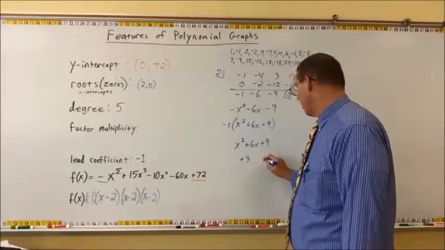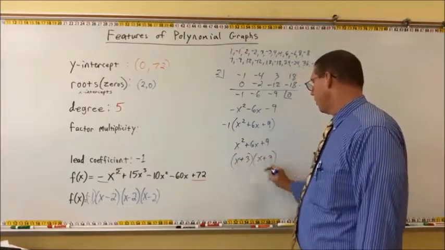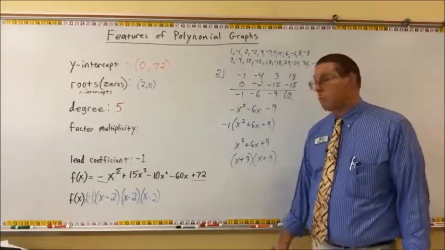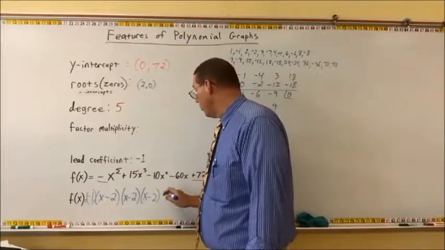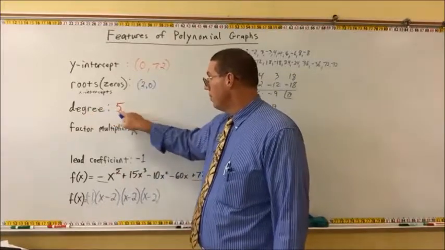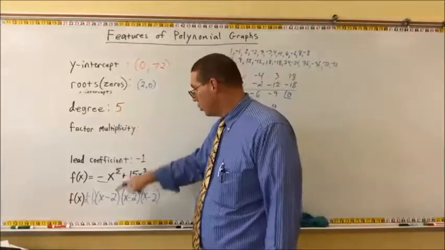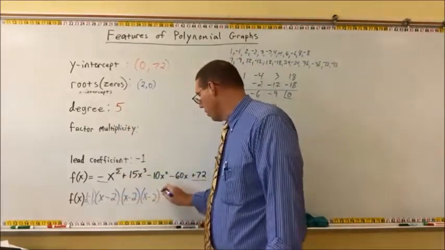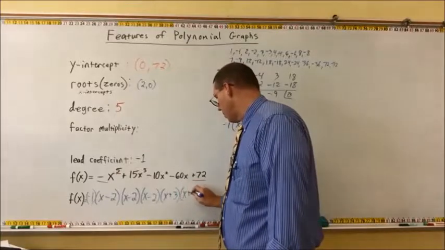So +3 and +3, put an x in front of each one, and you get x plus 3 times x plus 3. Those are the last two factors. How many factors could this have? Well, go to the degree. Whatever you have for the degree, that is how many factors you could have. And sure enough, 1, 2, 3, x plus 3, x plus 3.